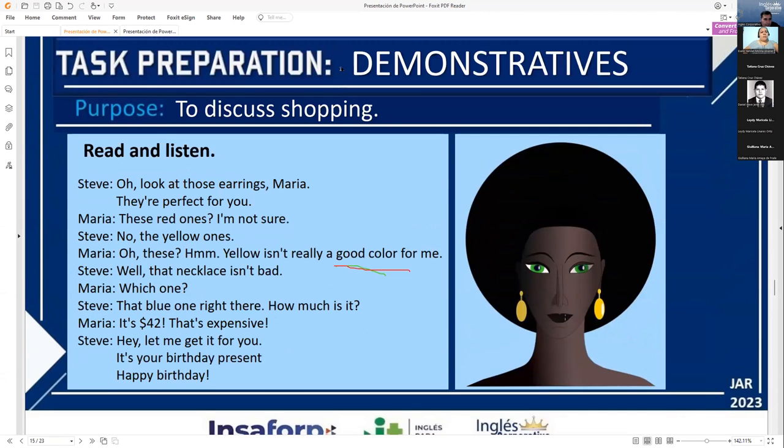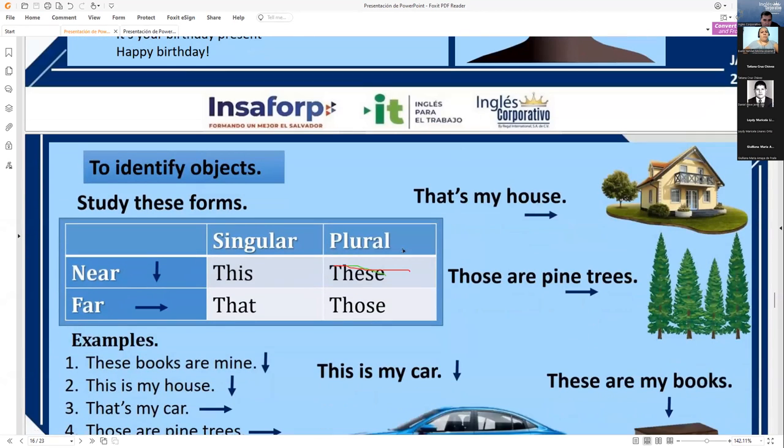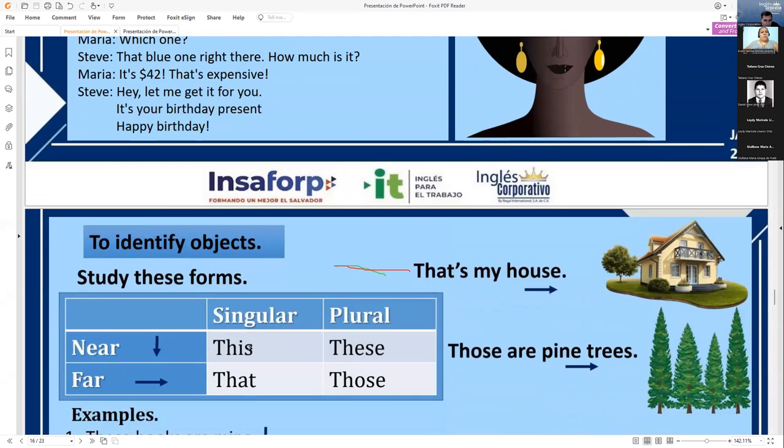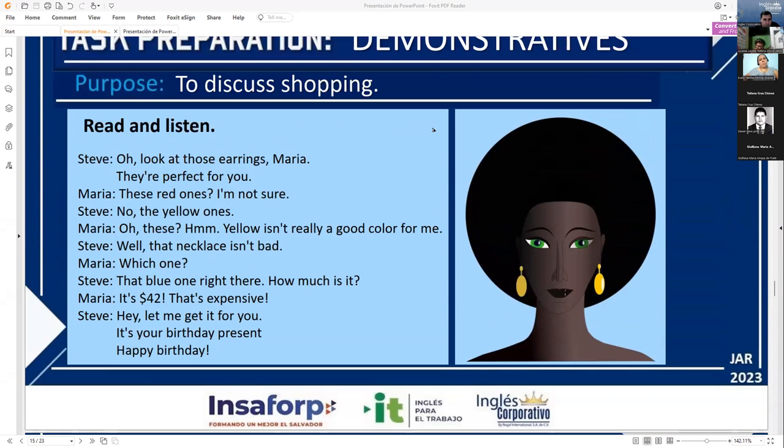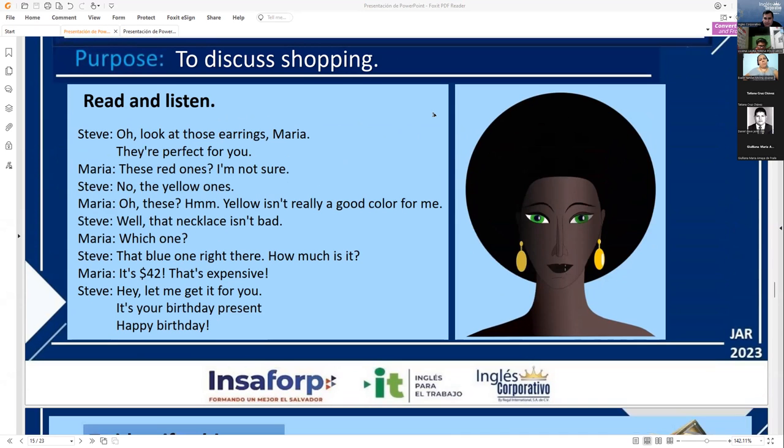We have a conversation. And then we're going to enter the explanation of near, etc. Only that I'm going to erase this first. Okay, let's see. Discuss shopping. Read and listen. Let's check. Look at the earrings. What color are the earrings? Green. Yellow. Yellow, right? Okay, check out here.